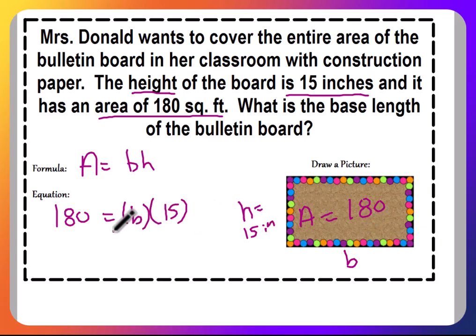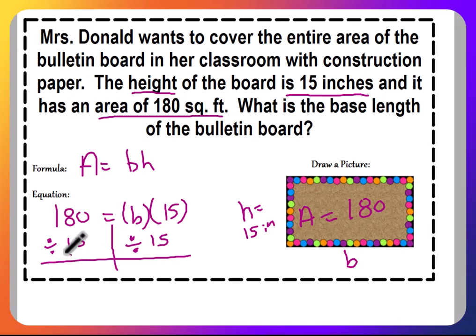Let's solve it. We learned how to solve one-step equations. We have to isolate the variable, get the B by itself. It's being multiplied by 15, so we have to do the inverse operation of multiplication, which means to divide. So we're going to divide by 15. What you do to one side of the equation, you have to do to the other side.